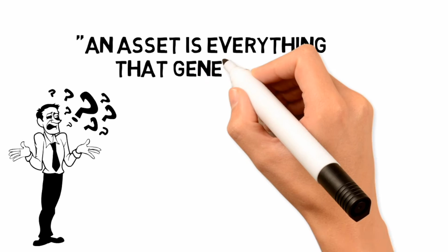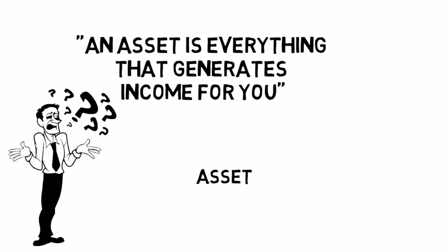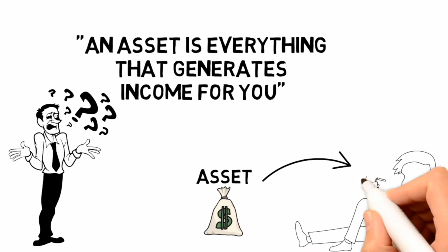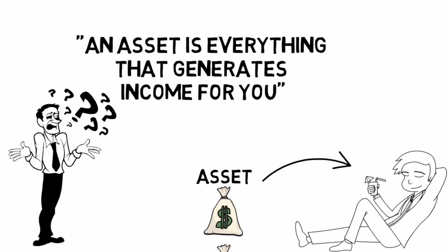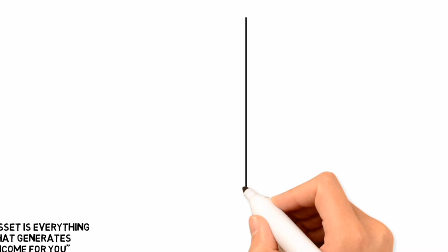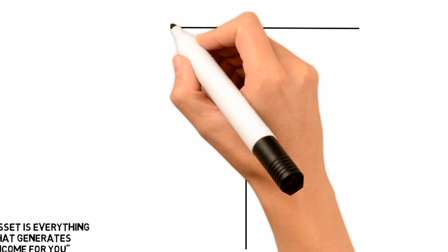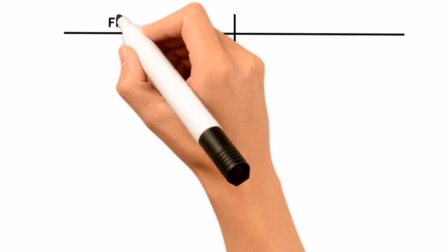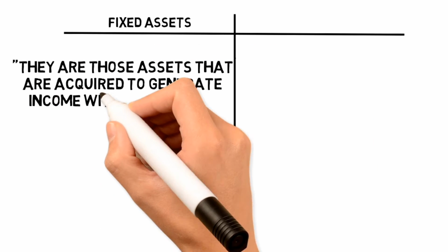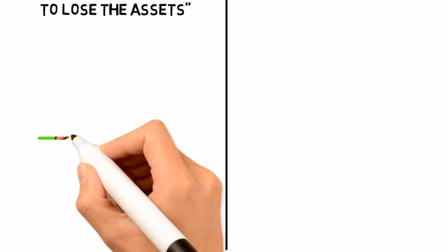An asset is everything that generates income for you. That's right, that's the job of an asset, to generate income for whoever owns it. Assets are divided into two simple groups, which I am going to highlight for investors. There are fixed assets. They are those assets that generate income without the need to lose the assets. An example of this is an apartment.